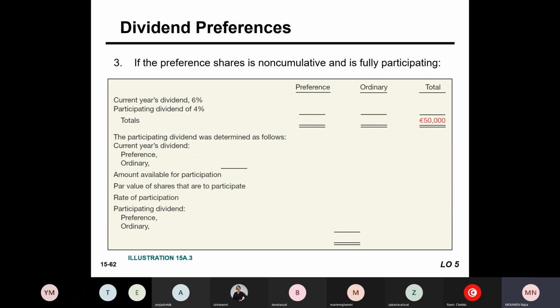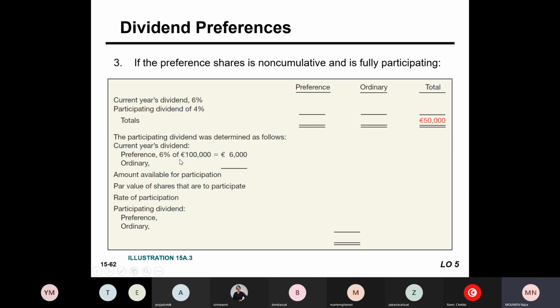Now if we assume that they are non-cumulative but fully participating, of course, we got what? We got 50,000 to distribute as cash, taking into consideration that the preference shareholders will get a rate of 6%, and also they have to participate for 4%, okay? We will have to measure the rate of participation. We'll see together, okay? So what will be the current year? It is 6,000 for the current year's dividend.